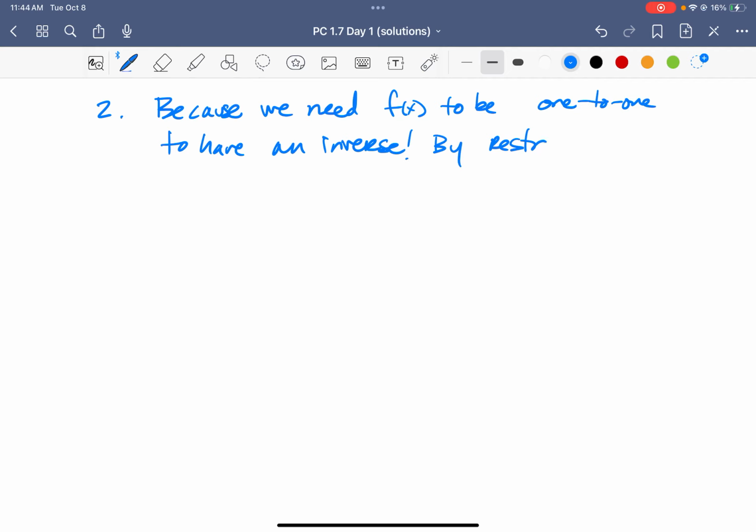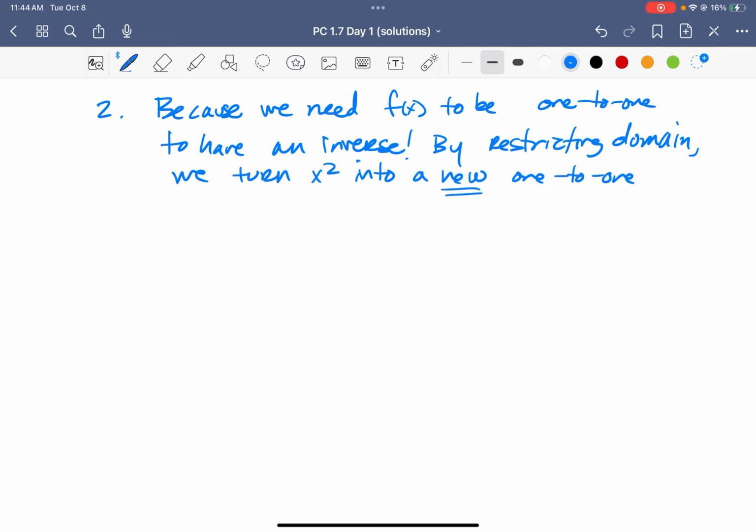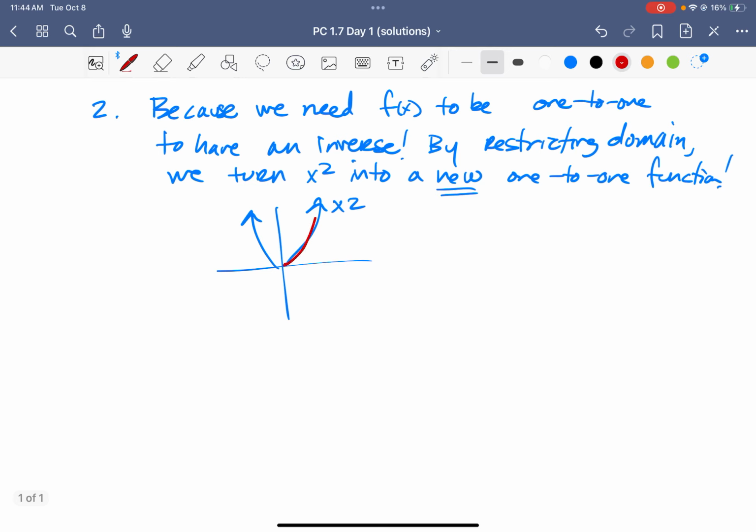By restricting the domain, we turn x squared into a new 1 to 1 function. So we take this function, which is x squared, and we just restrict it to over here. And if this is its domain, then now it's 1 to 1.